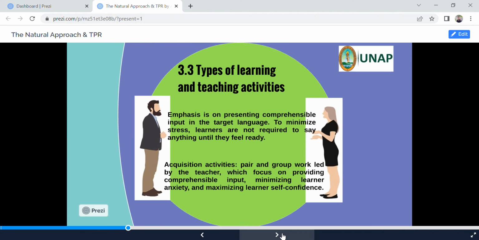So, what type of learning and teaching activities do we have in the natural approach? Here, the emphasis is on presenting comprehensible input in the target language. To minimize stress, learners are not required to say anything until they feel ready. Acquisition activities, pair work, led by the teacher, which focus on providing comprehensible input, minimizing learner anxiety, and maximizing learner self-confidence.